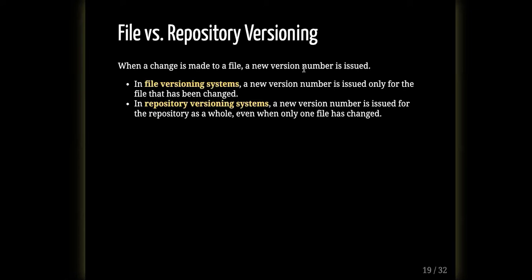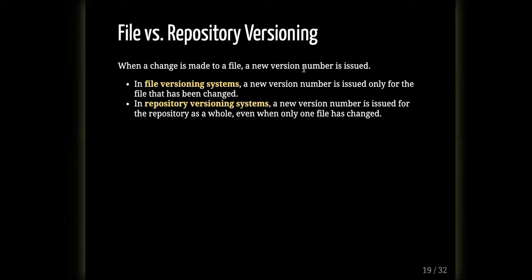A file versioning system keeps new version numbers for each file. So let's say you have 3 files in your project. If I change file number 1, the version number of that file is now 1 greater than it was before, whereas the other 2 files stay at the version number they were at previously. So you might have different files at different version numbers.